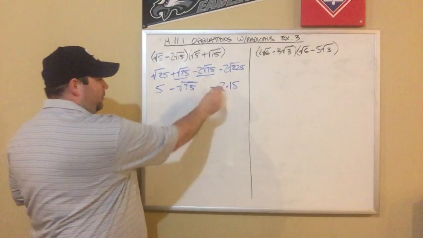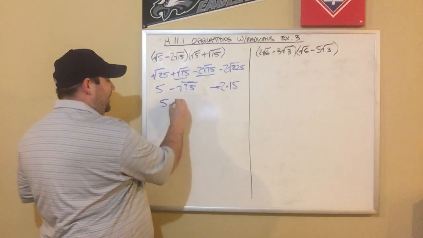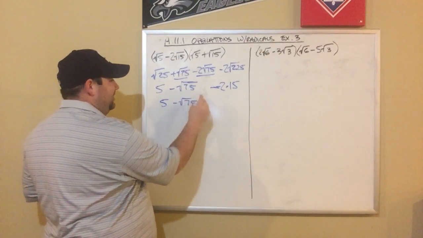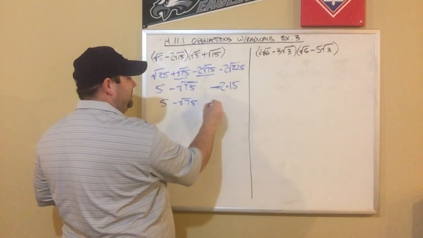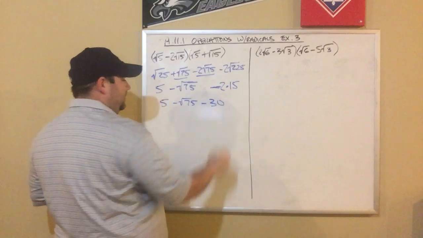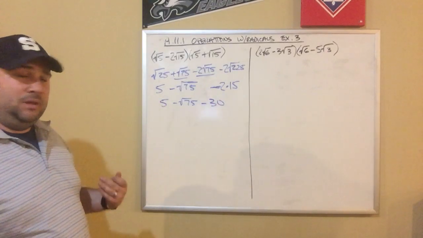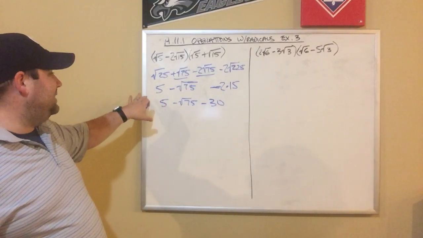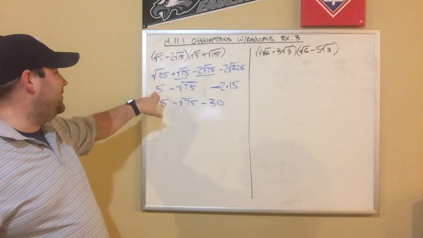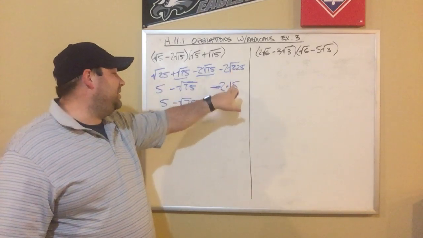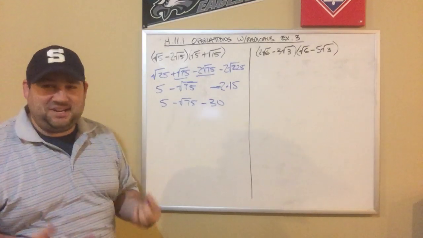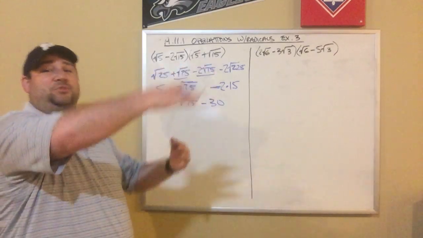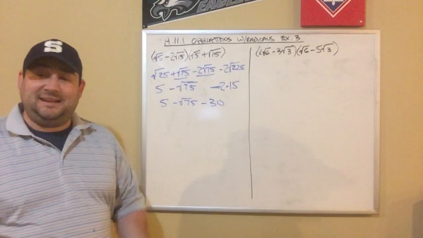Now, this is all one big thing here. So I got 5 minus the square root of 75. Negative 2 times 15 is negative 30, so minus 30. So, all I did was I took the square root of 25 and got 5. I did the square root of 225 and got 15. Now you can see I've only got one square root left. One thing you always need to check, just like the last example in the previous video, if something could be simplified, it needs to be.